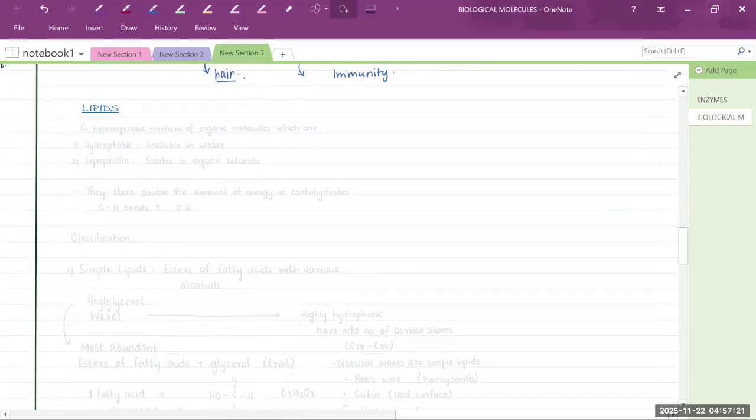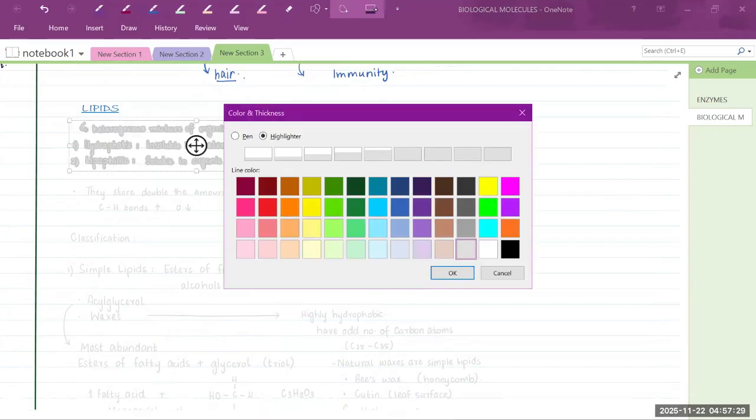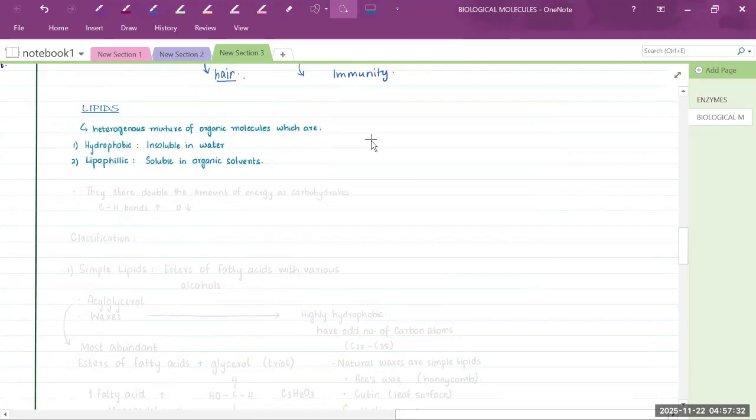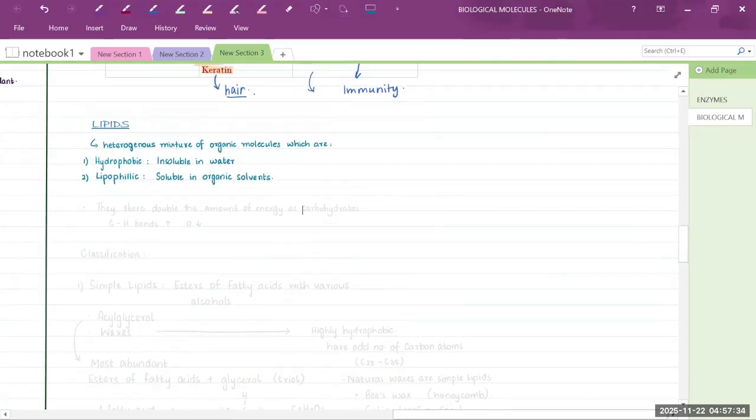Moving on to lipids. What are lipids? They are a heterogeneous mixture of organic molecules which are hydrophobic and lipophilic. Hydro basically means water, and phobic means insoluble. So they are insoluble in water. They are also soluble in organic solvents, so they are lipophilic.